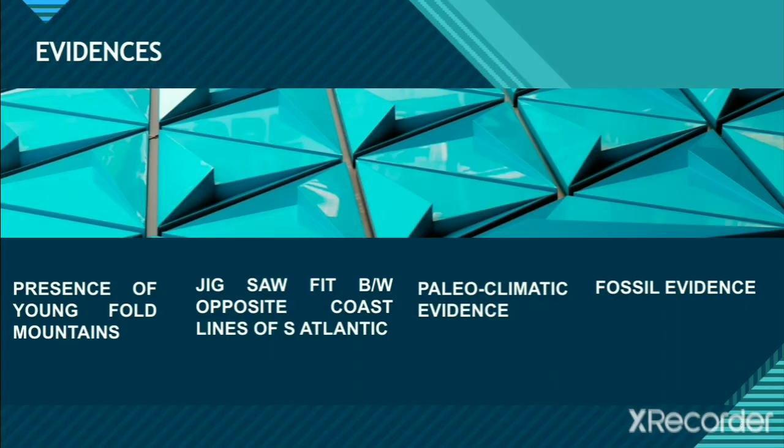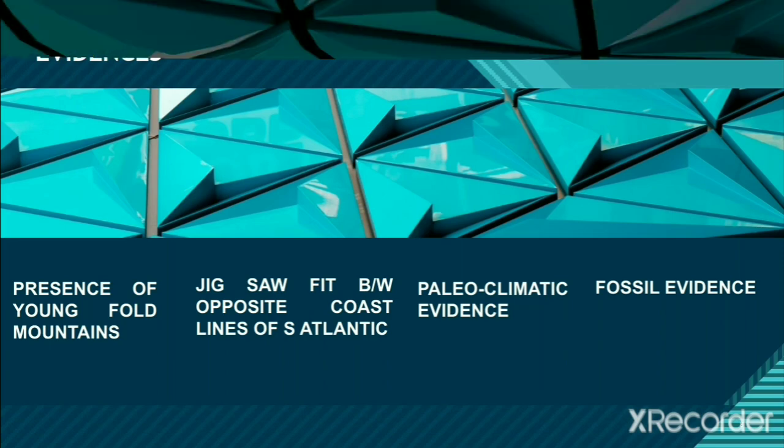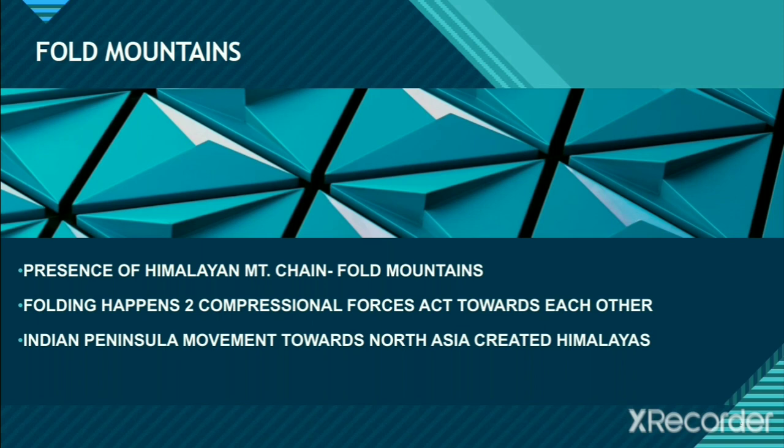Let's look into the major evidences that support the continental drift theory. The first one was the Young Fold Mountains. In modern geomorphology, the evolution of landforms is important. The Himalayan mountain chain is a major landform and is a fold mountain.